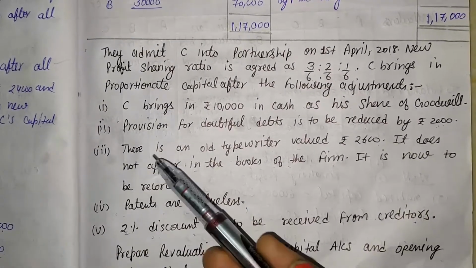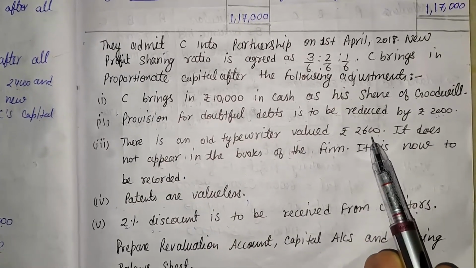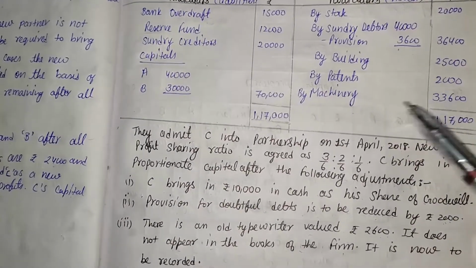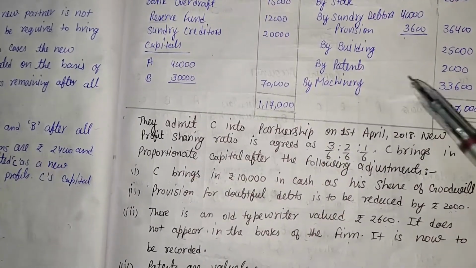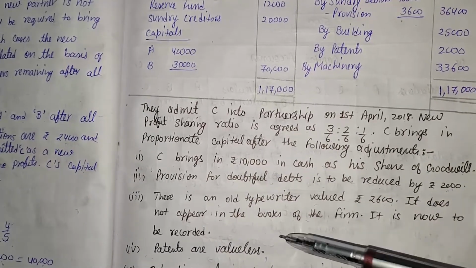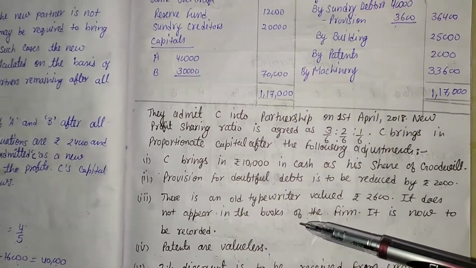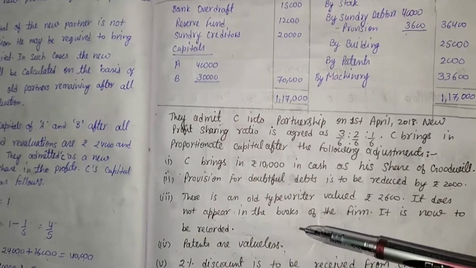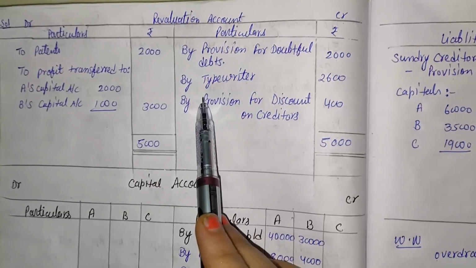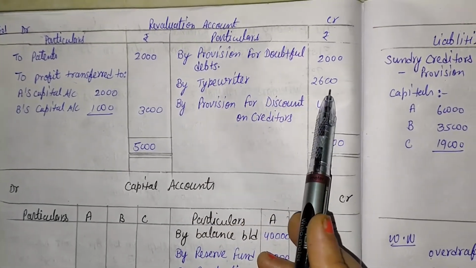Then the second point is, there is an old typewriter valued at rupees 2600. Before this, the typewriter's value is not given in the question. So we find out that this typewriter is not mentioned in the balance sheet. It means it is an unrecorded asset, and unrecorded assets come on the credit side. Here it is, by typewriter, rupees 2600.